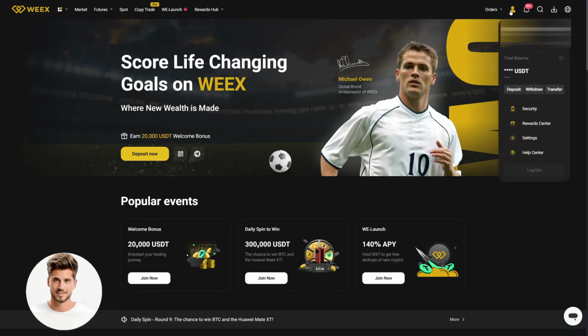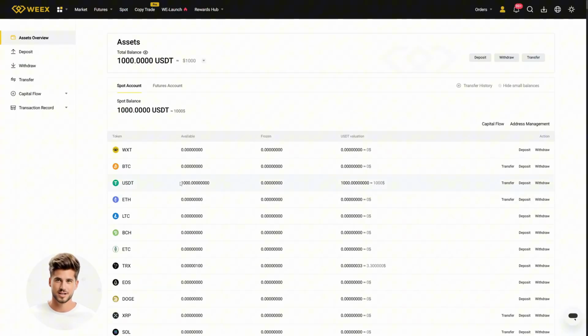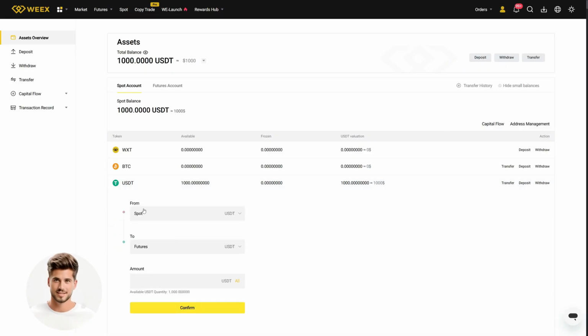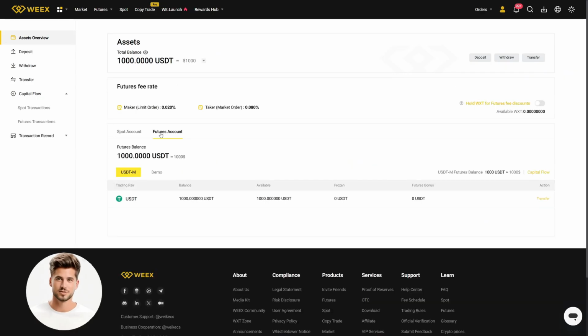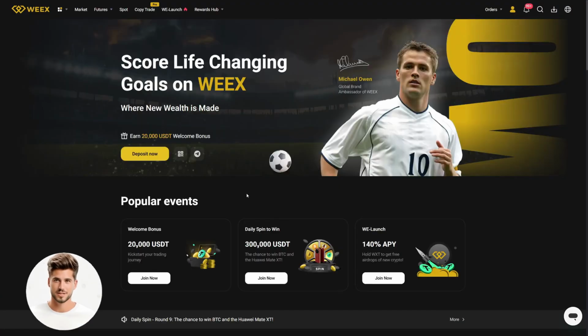After creating your Weex account, we first must get funds to our futures wallet. For this, let's head over to our wallet. Go to your profile section in the top right corner, and then click on your balance. Now I will transfer 1,000 USDT into my futures wallet. On the right side, I click on transfer from the spot to the futures wallet, and I select how much I want to use for copy trading. In this case, it will be $1,000. Now we have 1,000 USDT in our futures account. Now we can start copy trading on Weex.